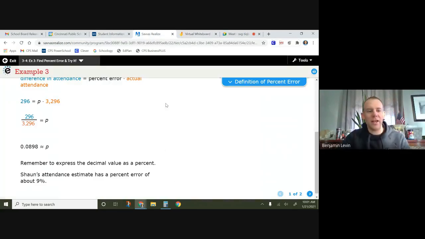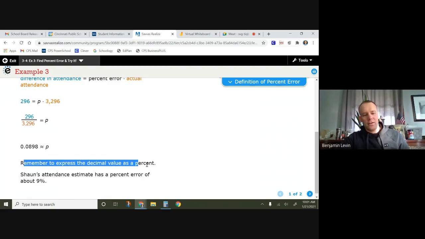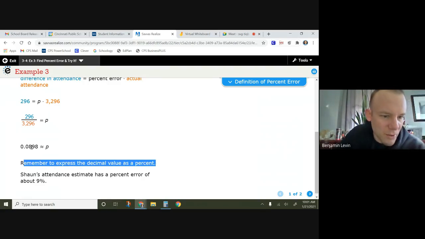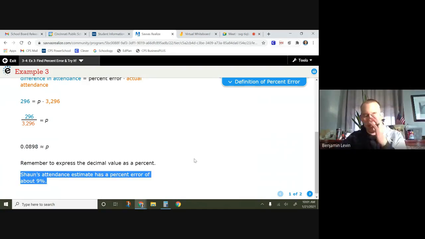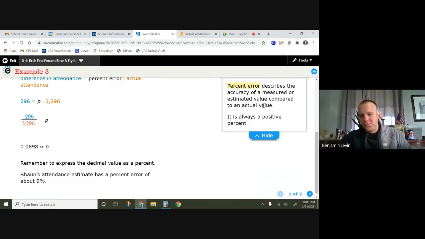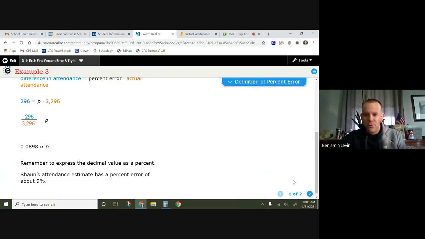So again, that's how they got what they got. Express the decimal value as a percent, which is 8.98%. So Sean's attendance estimate has a percent error of about 9%. He was close, but he was 9% off. All right.